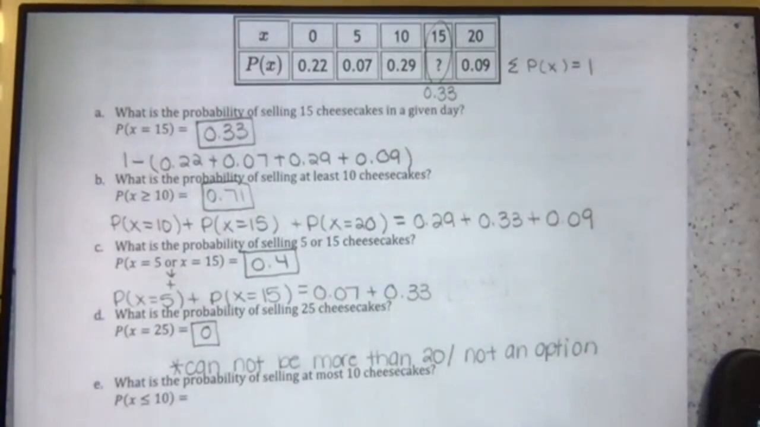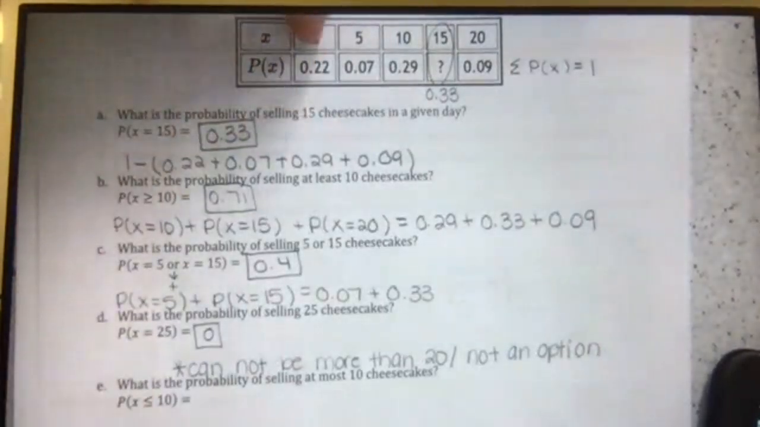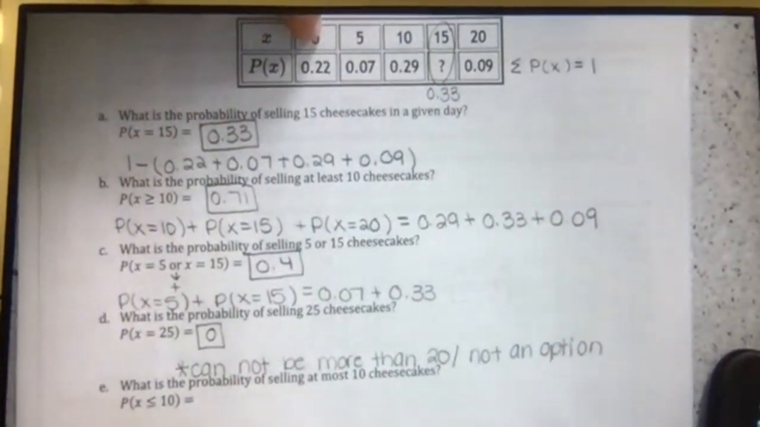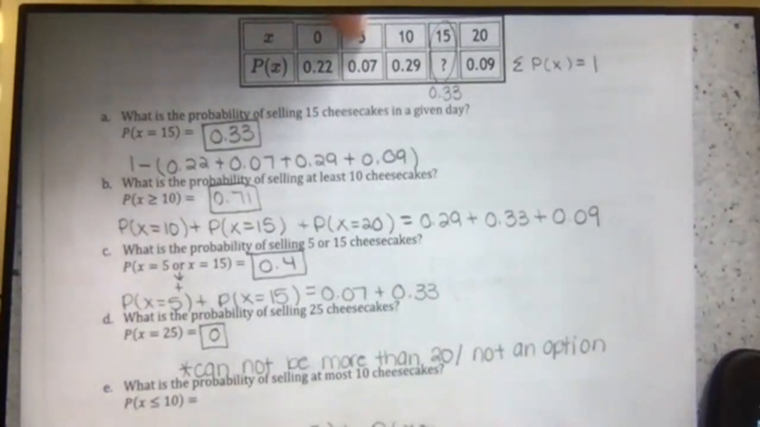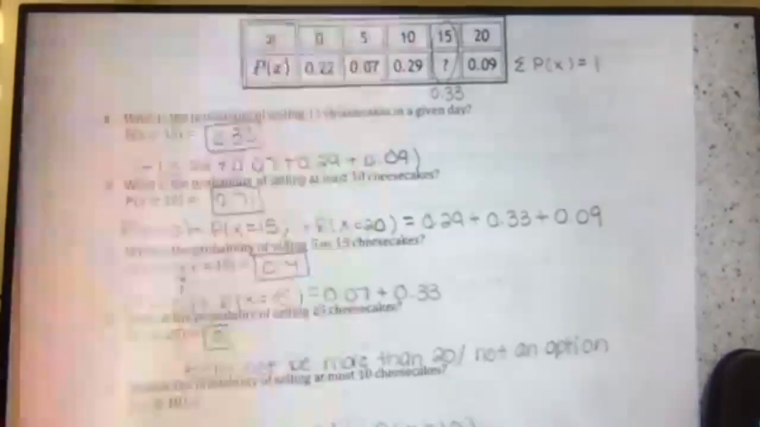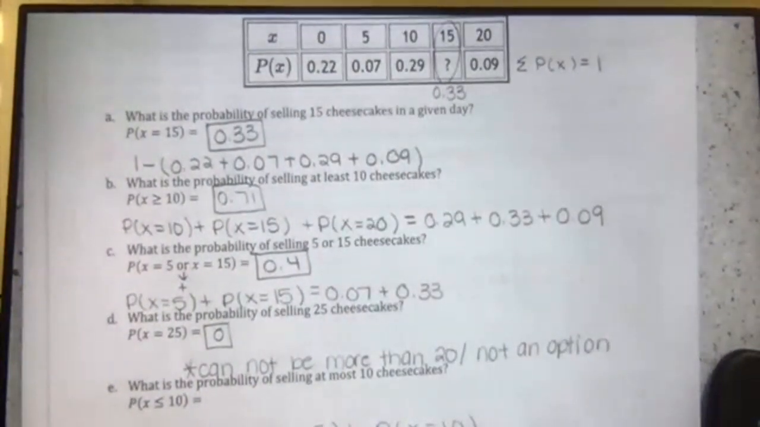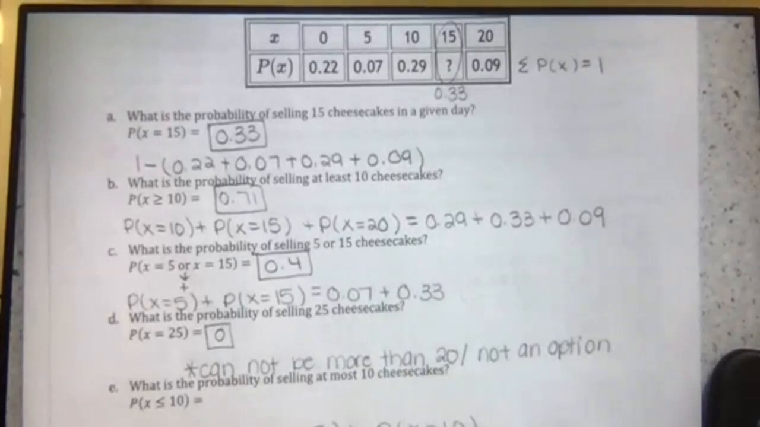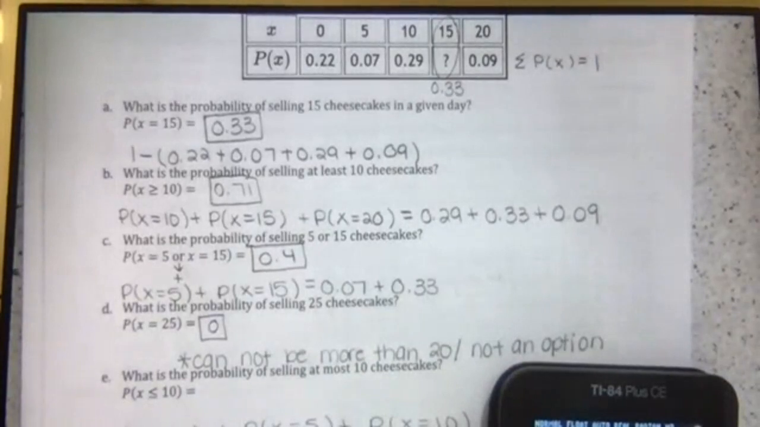Last one, what's the probability of selling at most 10 cheesecakes? Again, it tells you in symbol form the probability that X is less than or equal to 10. So the probability that X is 0 plus the probability that X is 5 plus the probability that X is 10, because it's or equal to. For 0, our probability is 0.22. Plus for 5, 0.07. Plus for 10, 0.29. Adding those all together will give us 0.58.